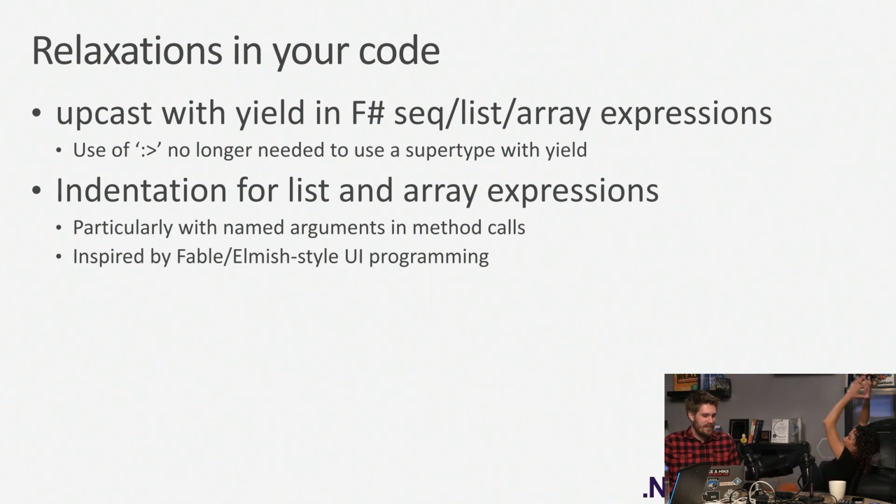So got some fancy words. Upcast with yield in F# sequence, list and array expressions. Use of the upcast operator is no longer needed when you need to use a super type with yield. It's an edge case that was annoying, and we got rid of that. Okay. Indentation for list and array expressions, particularly with named arguments and method calls.